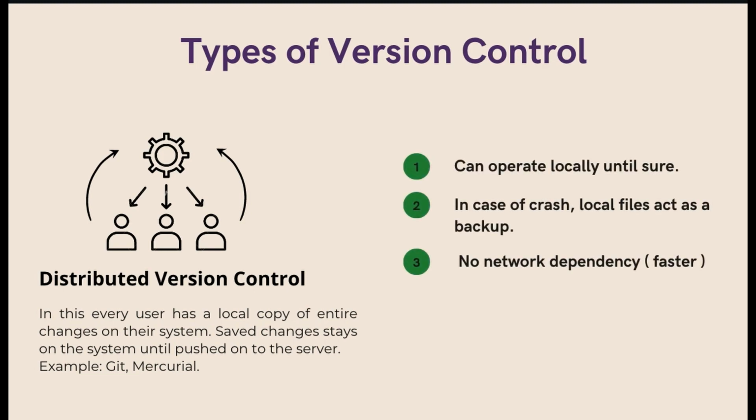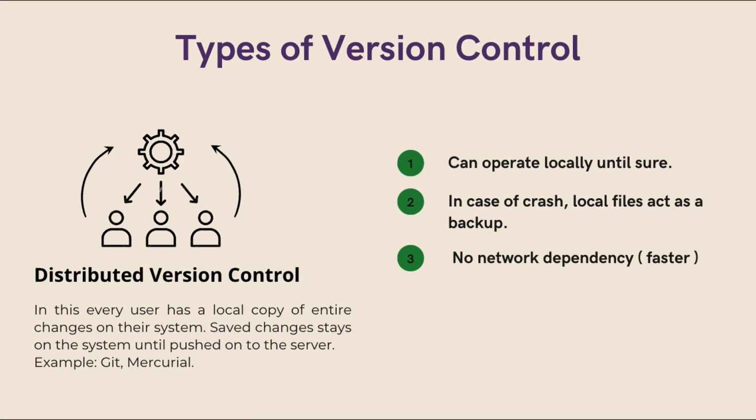This gives us three benefits over central version control. The changes here are present locally until one is sure to push them. In a typical case of server crash, the changes can be recovered from individual's own system or any team members, as every member will be having the copy of the same. Now at last, since it requires no network dependency for local change, it makes it comparatively faster.